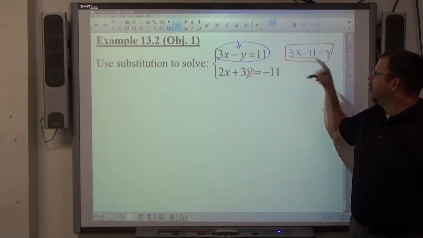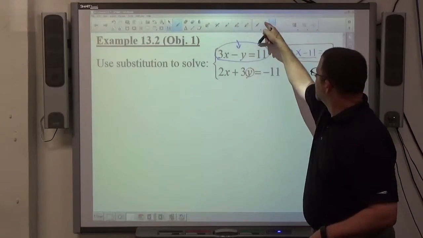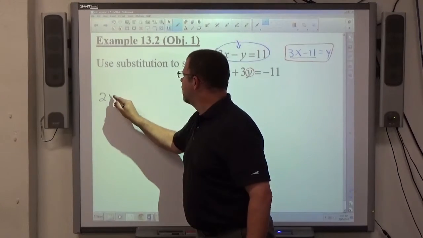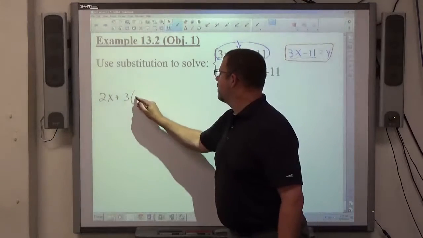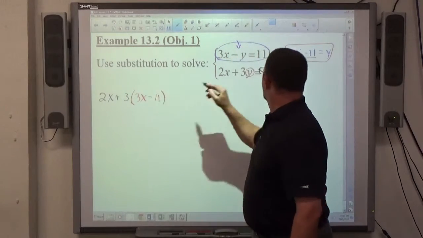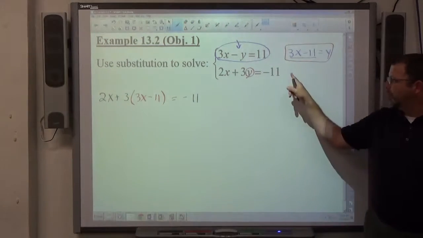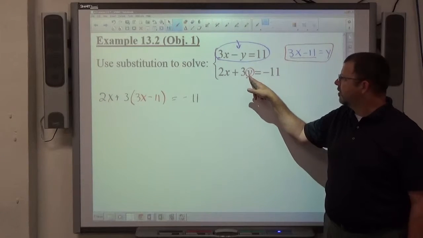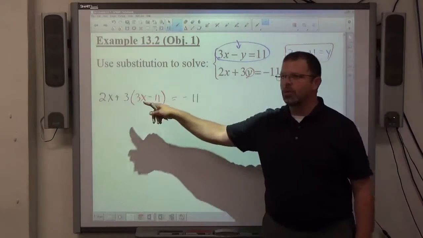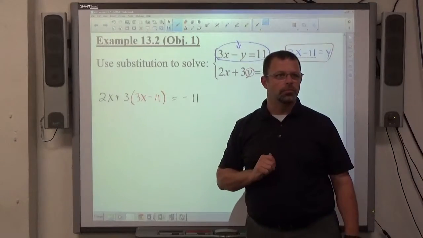Changing one thing into multiple things, so parentheses will be necessary. So I take my bottom equation here, 2x stays 2x, plus 3 stays plus 3, y becomes 3x minus 11, and equals negative 11 still equals negative 11. So you maintain exactly the same equation that you have. The one change is that this letter gets changed into the expression that it equals. One object gets replaced with multiple objects, so parentheses have to be used.